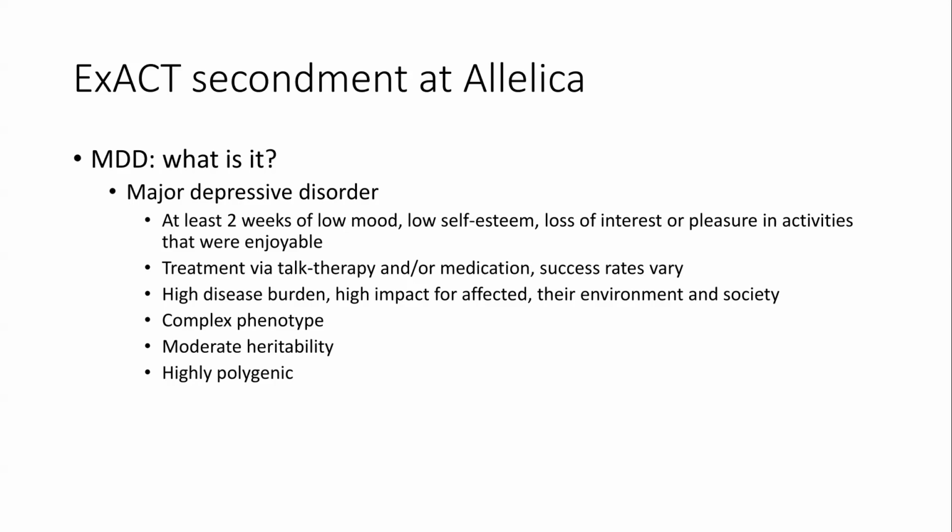Looking at it from a genetic perspective, it's a complex trait, a complex phenotype. So a lot of variants are involved in the disorder. Genetically, the heritability is moderate. So I think it's up to 40% in the general population. So that means that the phenotypic variation that you observe in the population is explained for 40% by variation in the DNA, in the genomes. And it's a highly polygenic trait.